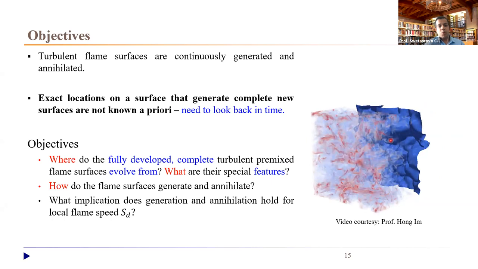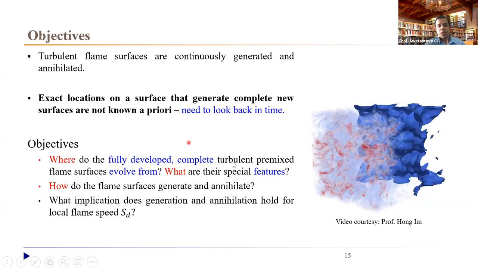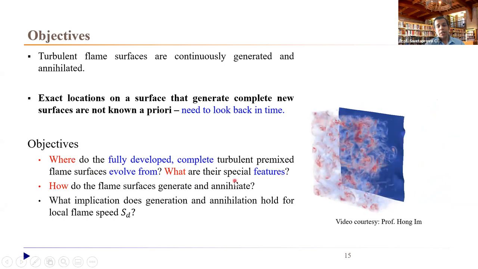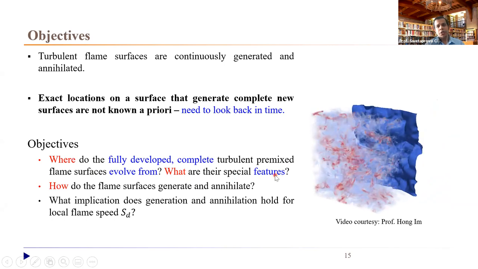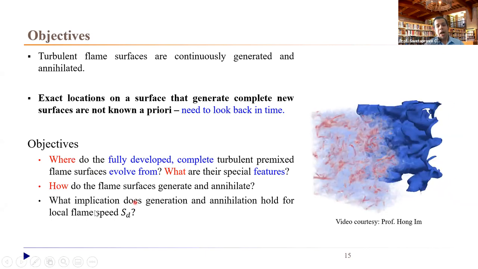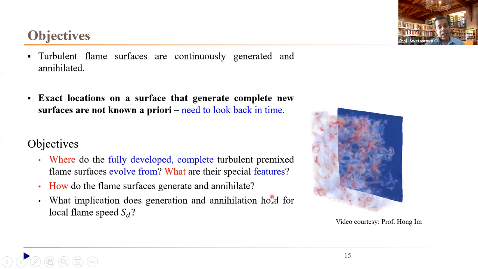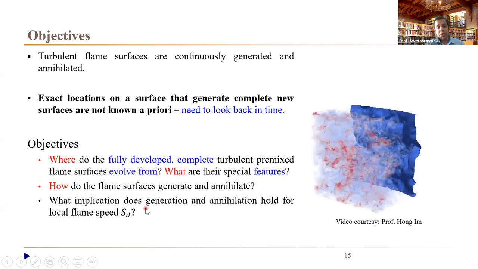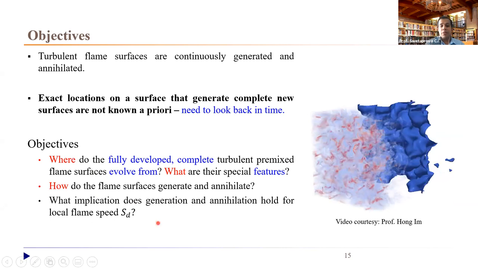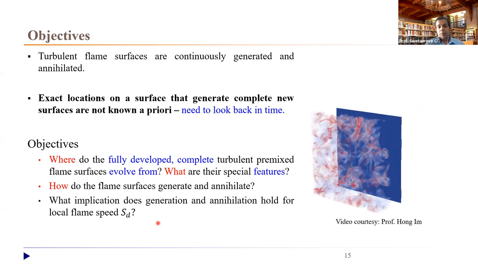The formal objectives are: where do the fully developed complete turbulent premixed flame surfaces evolve from? What are their special features? That is, what are the special features of these evolution locations or these generation locations? How do the flame surfaces generate and annihilate? What implication does generation and annihilation hold for the local flame speed? Actually, this has very serious implications, and we'll see later.